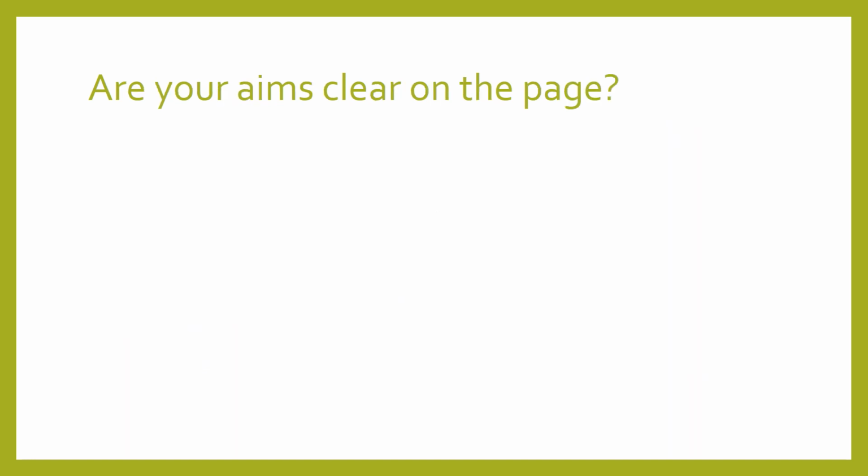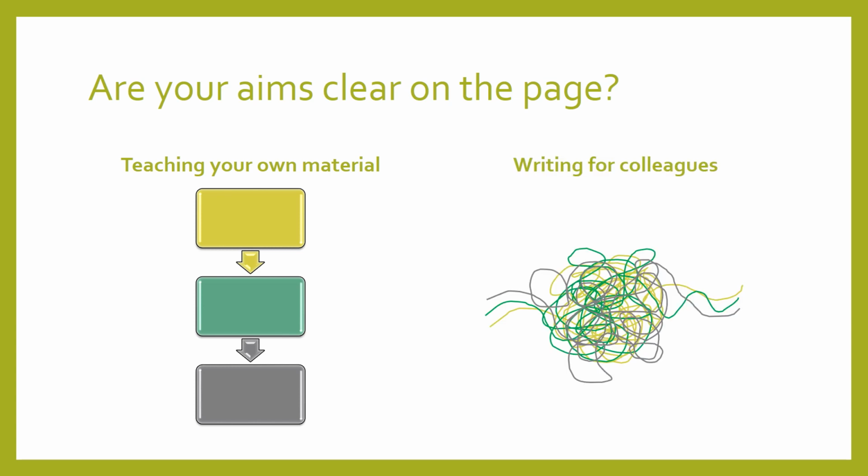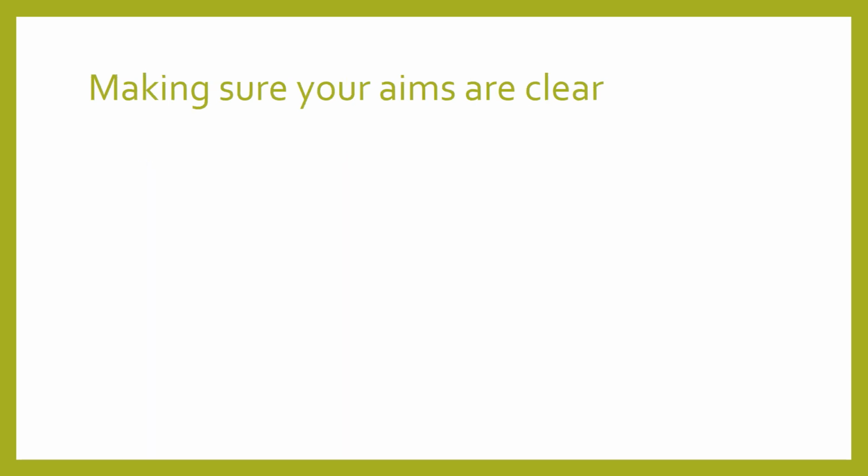So you've decided on your aims and rationales, and you think you've got it clear in your own mind, but are your aims clear on the page? It's often the case that when we're teaching our own material, we can see exactly what the flow of the ideas is and how they link together. But perhaps when we give that same material to colleagues, those aims and that sequence isn't always quite so clear. So what can we do to make sure our aims are crystal clear?